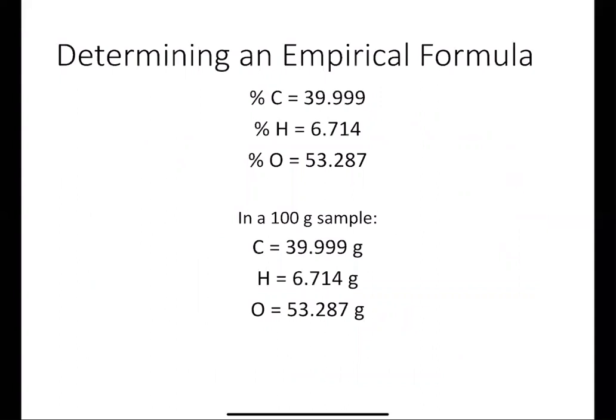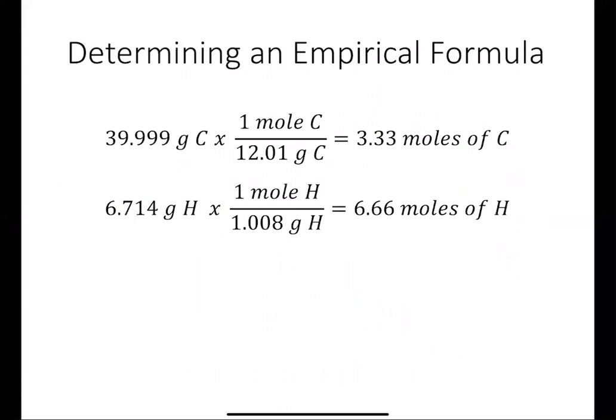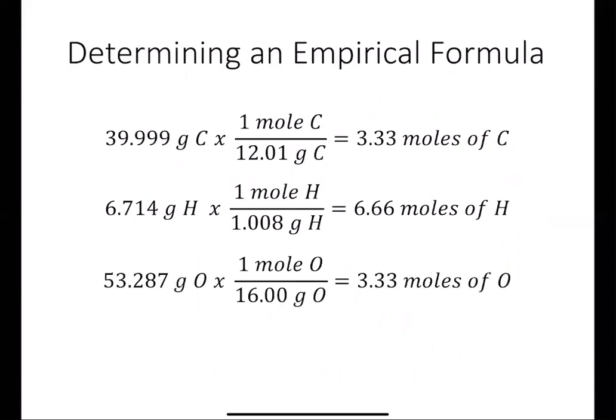So in a 100 gram sample, as we determined, the grams are the same as what the percents were, okay? Now we're going to convert each one of those to moles. So we use the molar mass, with grams on the bottom because we're trying to get into moles, and we end up with 3.33 moles of carbon, 6.66 moles of hydrogen, and 3.33 moles of oxygen. Now we can't very well make C 3.33, H 6.66, and O 3.33. That doesn't work. So what we need to do is divide by the lowest number in the ratio, which happens to be 3.33.